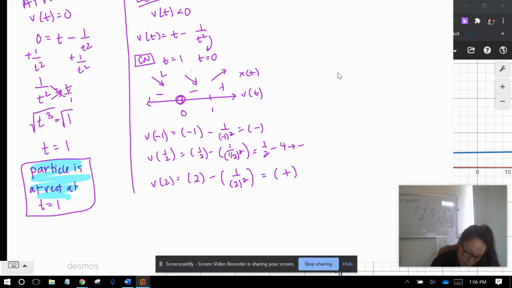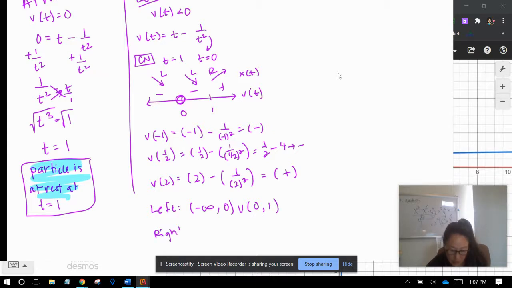So I am moving left, moving right. I'll just put left, right. So we're moving left between negative infinity and 0. We're at rest at 0. Then we move left again from 0 to 1. We move right. It didn't ask you for this, but I'm going to put it from 1 to infinity.